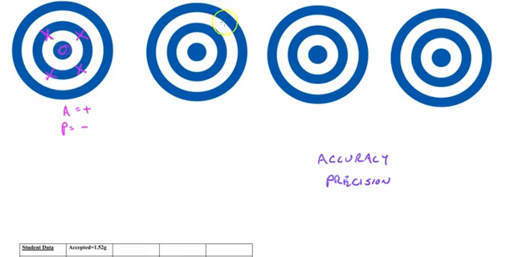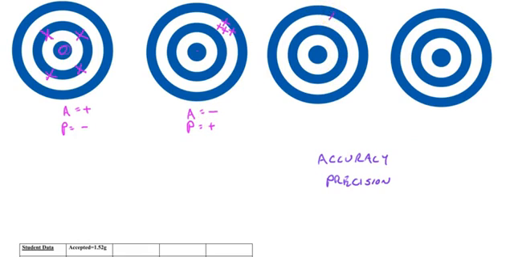Let's say I started throwing them at a second dartboard and I got a pattern that looked like this. In this case you would say that is very precise because I kept hitting the same spot over and over and over again. It's not accurate. I'm not hitting that bullseye, but I am precise. So in this case the individual throwing the darts is precise but not very accurate.